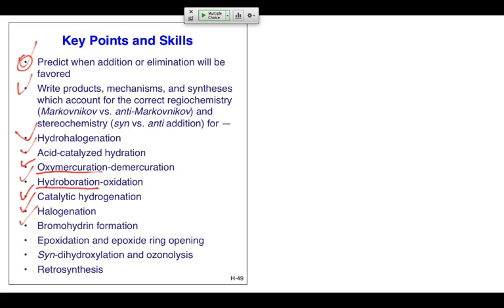Bromohydrin formation, right? Epoxidation, epoxide ring opening. You need to know the mechanisms. Syn dihydroxylation. So here you need to know the first step, right? That's the osmium tetroxide reaction. And then the second step, the reduction, you don't have to know the mechanism, just the reagent. And ozonolysis, you don't have to know the mechanism, but you need to apply the reaction. And then the retrosynthesis is literally just combining everything together, okay?